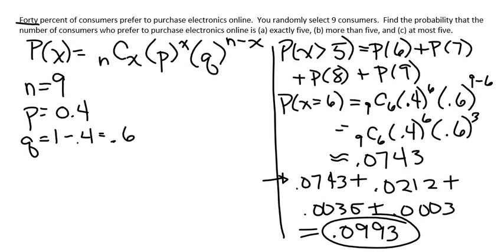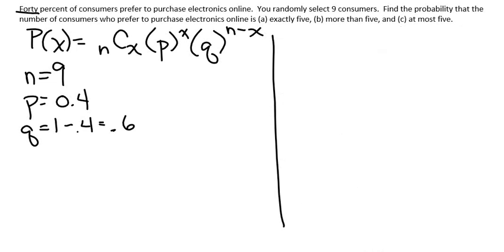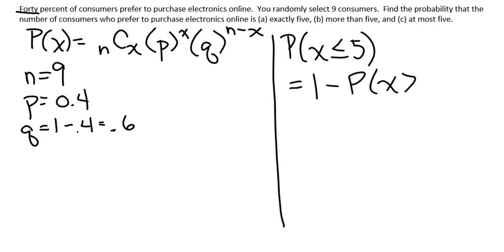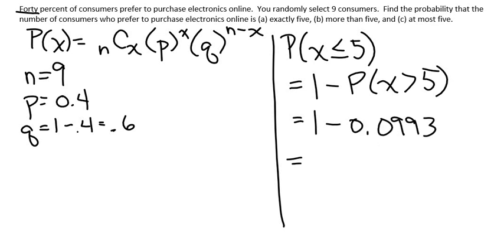And lastly, let's look at part C. Part C is asking for at most 5. This is the probability that x is less than or equal to 5. Notice that we just calculated the probability that x was bigger than 5, so at most 5 is the complement. The complement is 1 minus the probability that x is bigger than 5. So we have 1 minus 0.0993, which is equal to 0.9007.